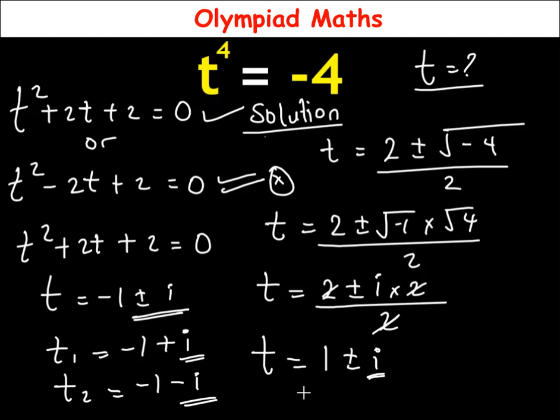So from here, the other values of t: t3 is equal to 1 plus i and t4 is equal to 1 minus i. And with this, ladies and gentlemen, we've gotten the values of t, t1, t2, t3, and t4 that will give us the value of minus 4 when raised to the power of 4.